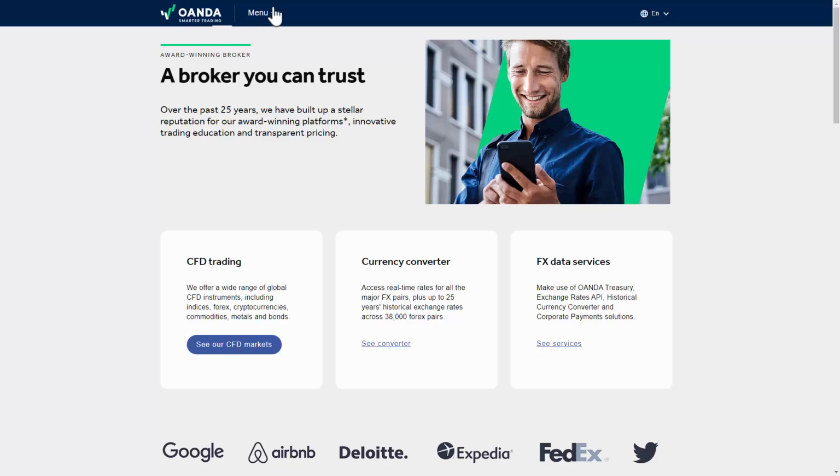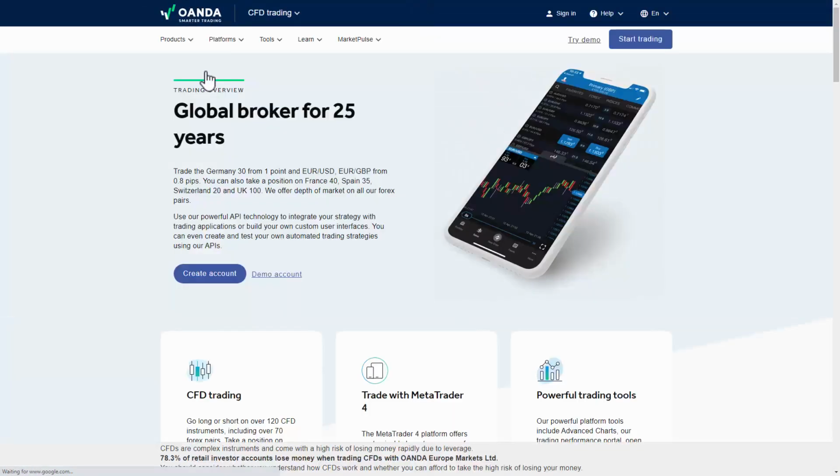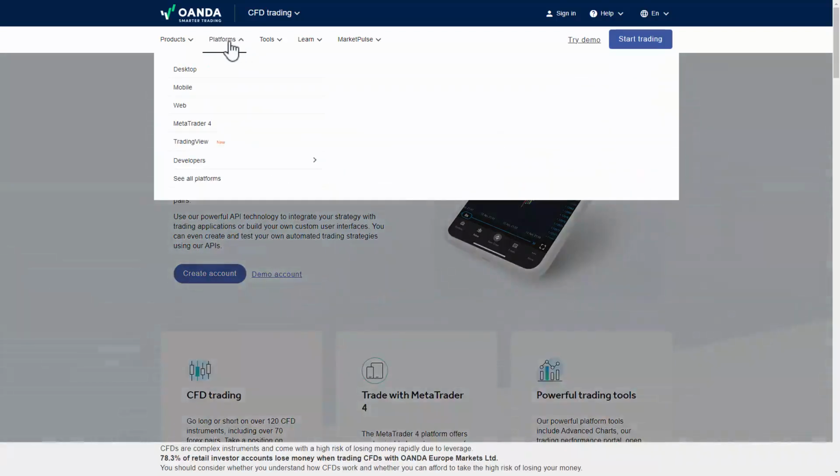So what you would do is just go to their website, click on menu, go to CFD trading, and then you can click on try demo or start trading, and you can open up a demo account. You'll have to register an account with them, and when your account is open, or actually you can even go there right now, just go to platforms and then MetaTrader 4. They have a number of other platforms here.